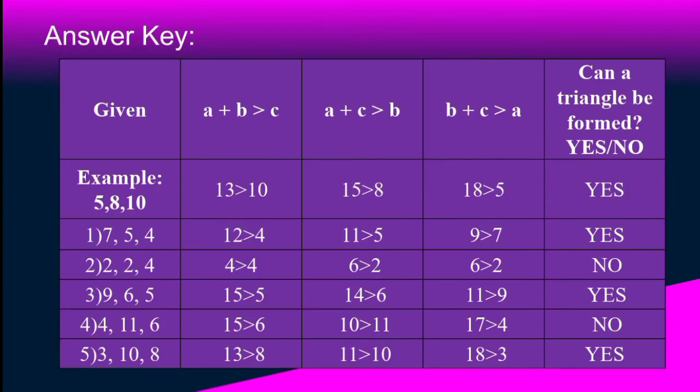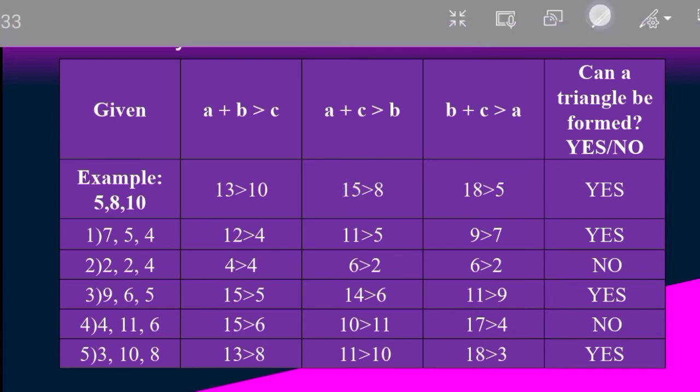These are the answers. Recently, we have already explained how we obtained 13 greater than 10, 15 greater than 8, and 18 greater than 5 from our example 5, 8, and 10. So, since all of them are true, we can form a triangle.